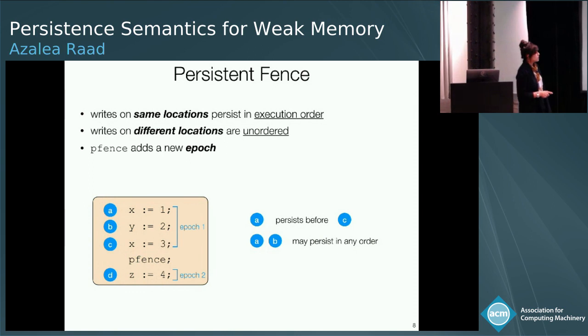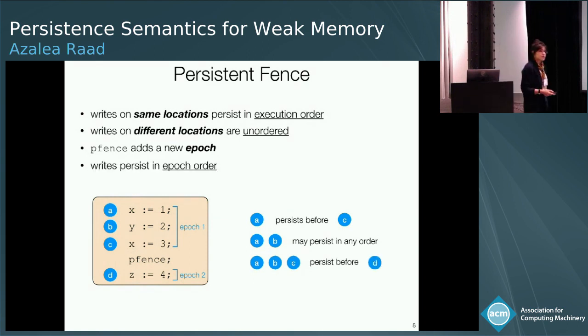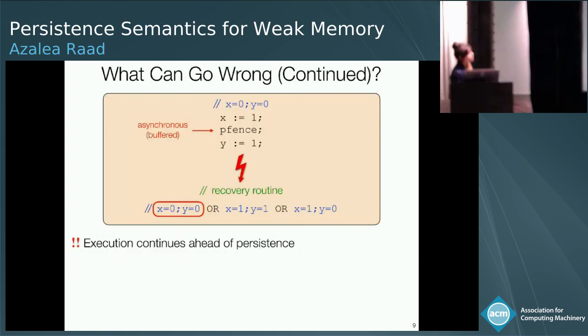And what the pfence does is it divides the execution into these different epochs, hence the name epoch persistency, different phases of execution. So here, by putting a pfence here, I introduce two epochs, the first epoch and the second epoch. And the writes are always persisted in this epoch order. So here, all three writes in the first epoch, A, B, and C, are persisted before the write in the second epoch, D. Right. So we've talked about pfence.